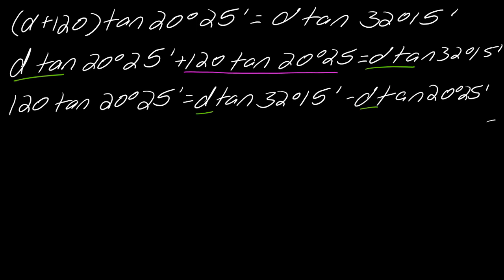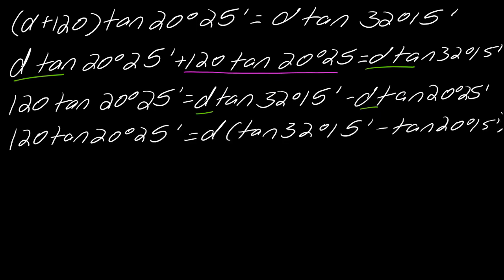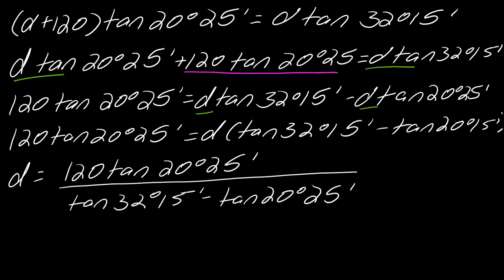So instead what I notice is that both of these have a D in them, so I can factor it out. See how I've factored it out? And now I'm trying to solve for D, so I can just divide by the thing that I don't need. So I'm going to divide by this whole thing. So D equals this big old crazy fraction.